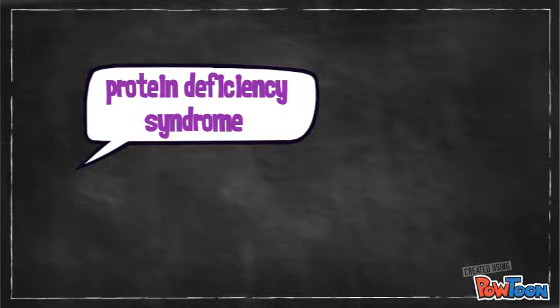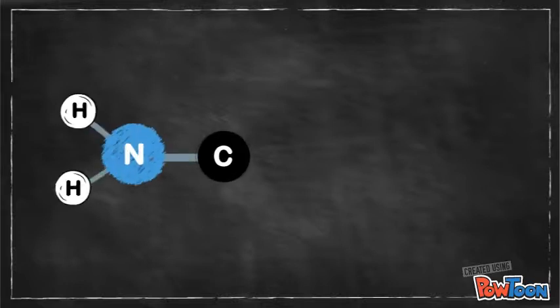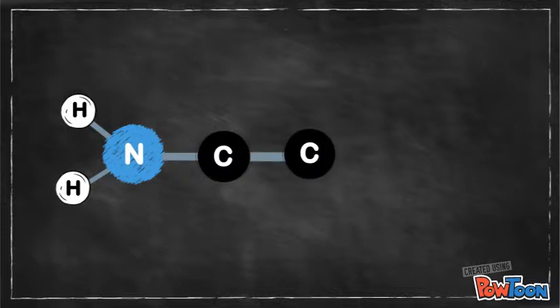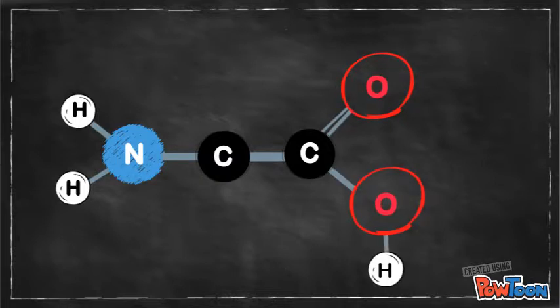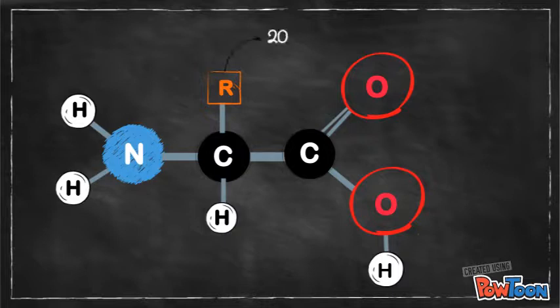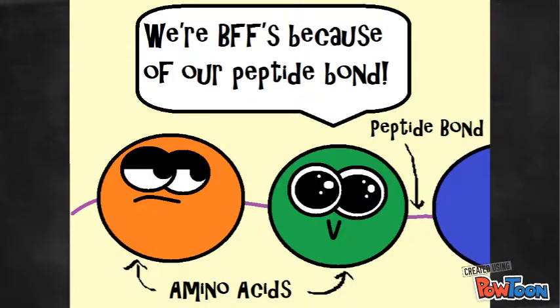Kwashiorkor is also known as protein deficiency syndrome. Proteins are large complex biomolecules composed of several thousands of smaller units called amino acids. A single amino acid molecule is composed of a central atom bonded to an amine group, which is comprised of a nitrogen atom with one lone pair of electrons and two hydrogen atoms. The carboxyl group, which is made up of a carbon atom double bonded to an oxygen and single bonded to a hydroxyl. The third group, attached to the central carbon atom, is a hydrogen atom, and finally, a fourth group called the R group. This distinguishes different amino acids from each other. Amino acids link together via condensation reaction to create peptide bonds that form a polypeptide or macromolecule.